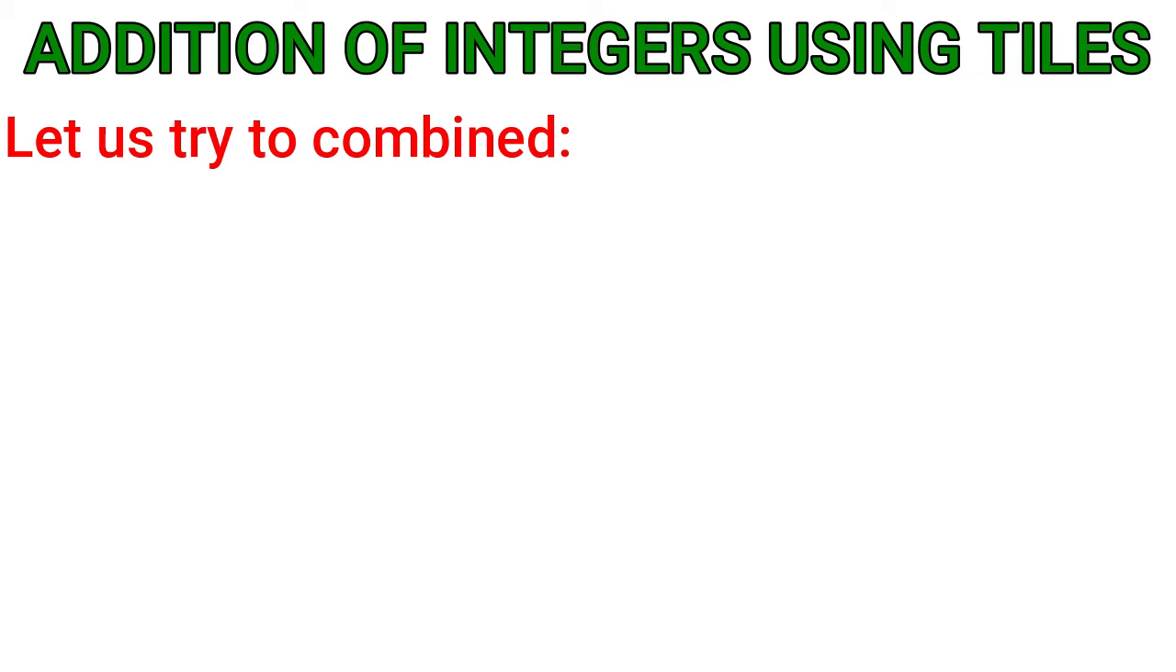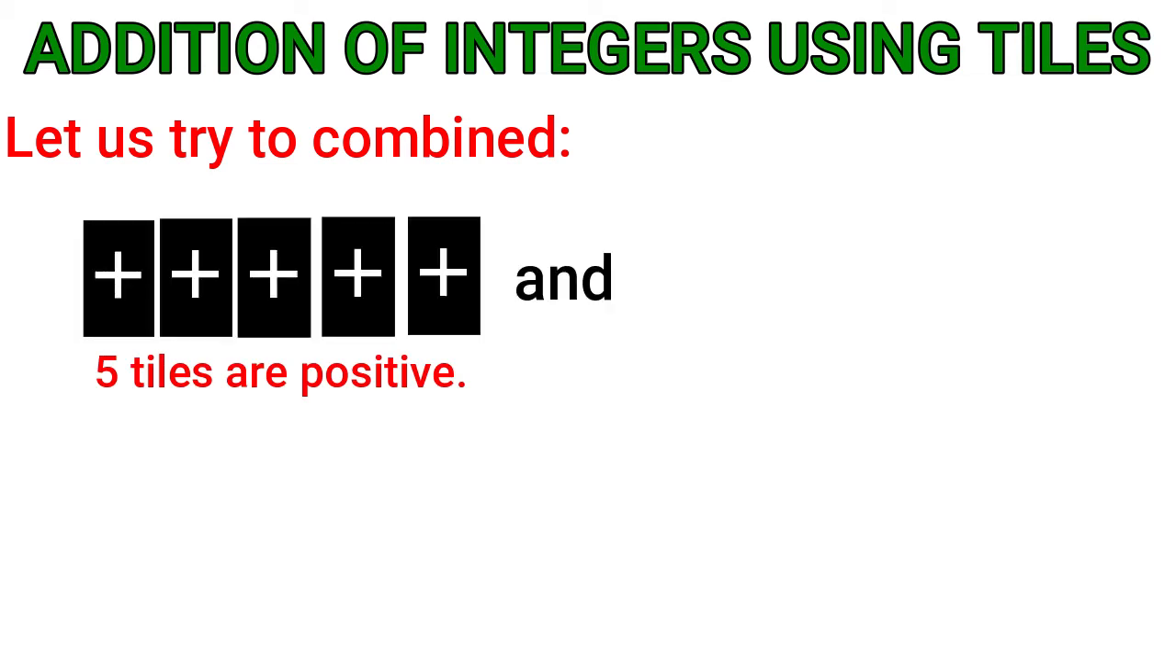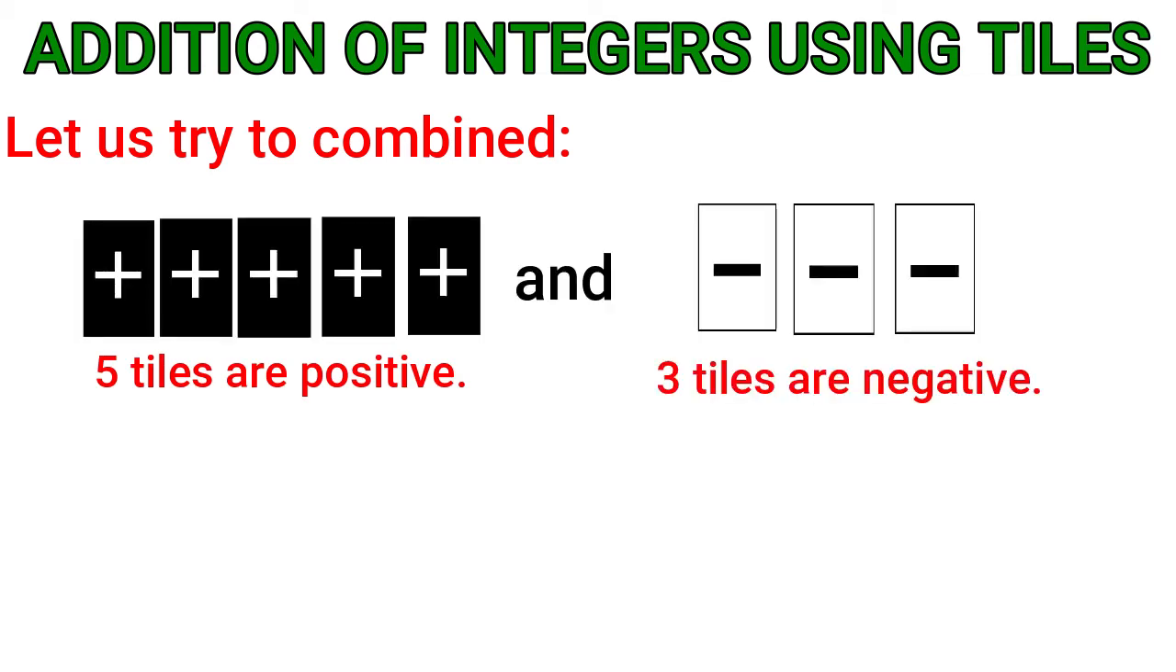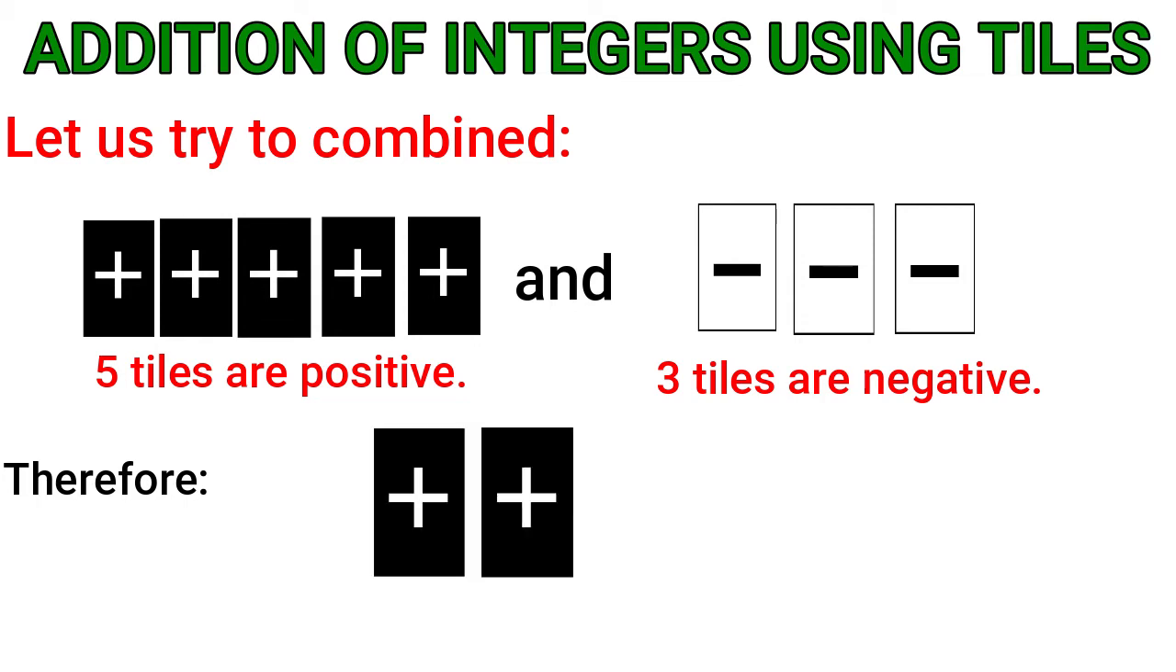Another example case for tile method, combine 5 positive tiles and 3 negative tiles. 3 positive tiles and 3 negative tiles will cancel each other. Therefore, the remaining will appear as 2 positive tiles. In symbols, positive 5 plus negative 3 is equal to 2.